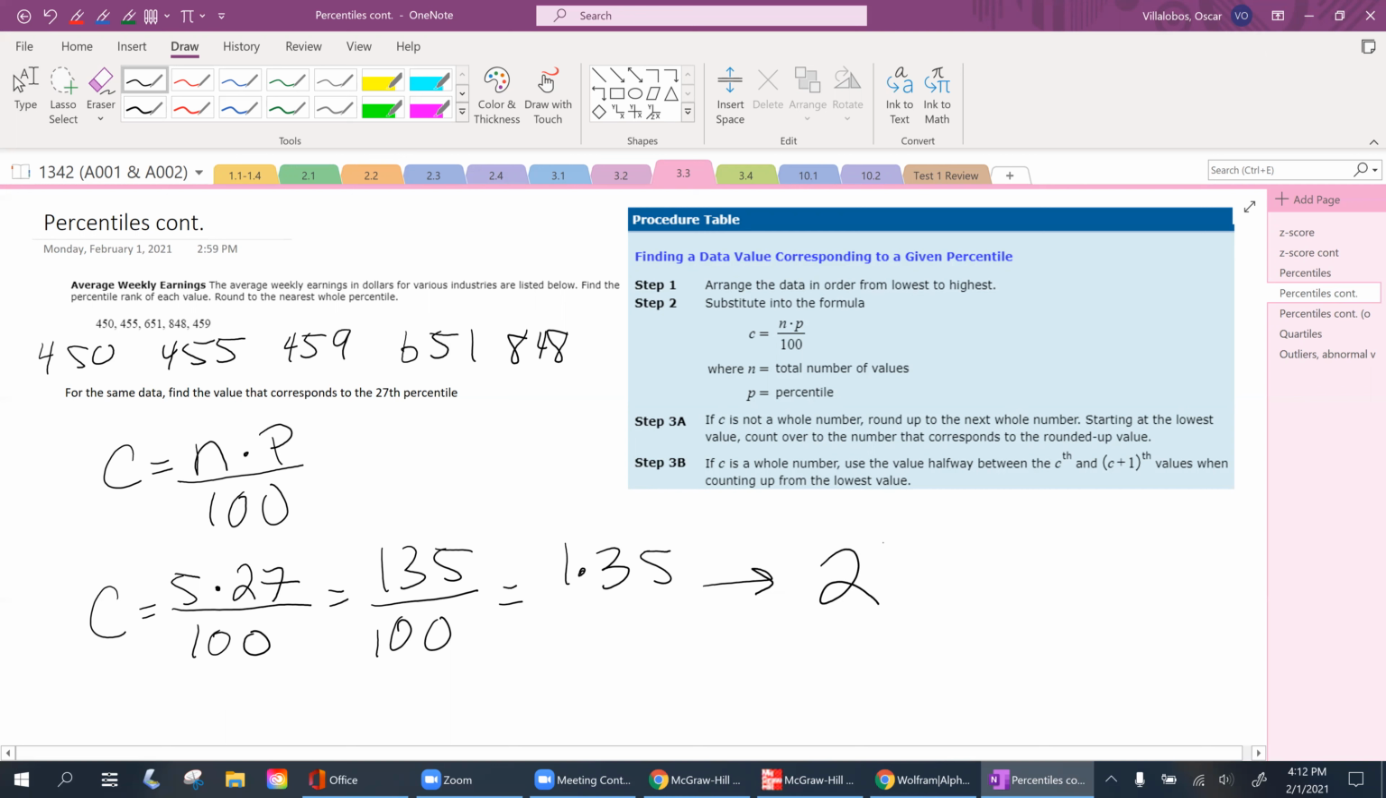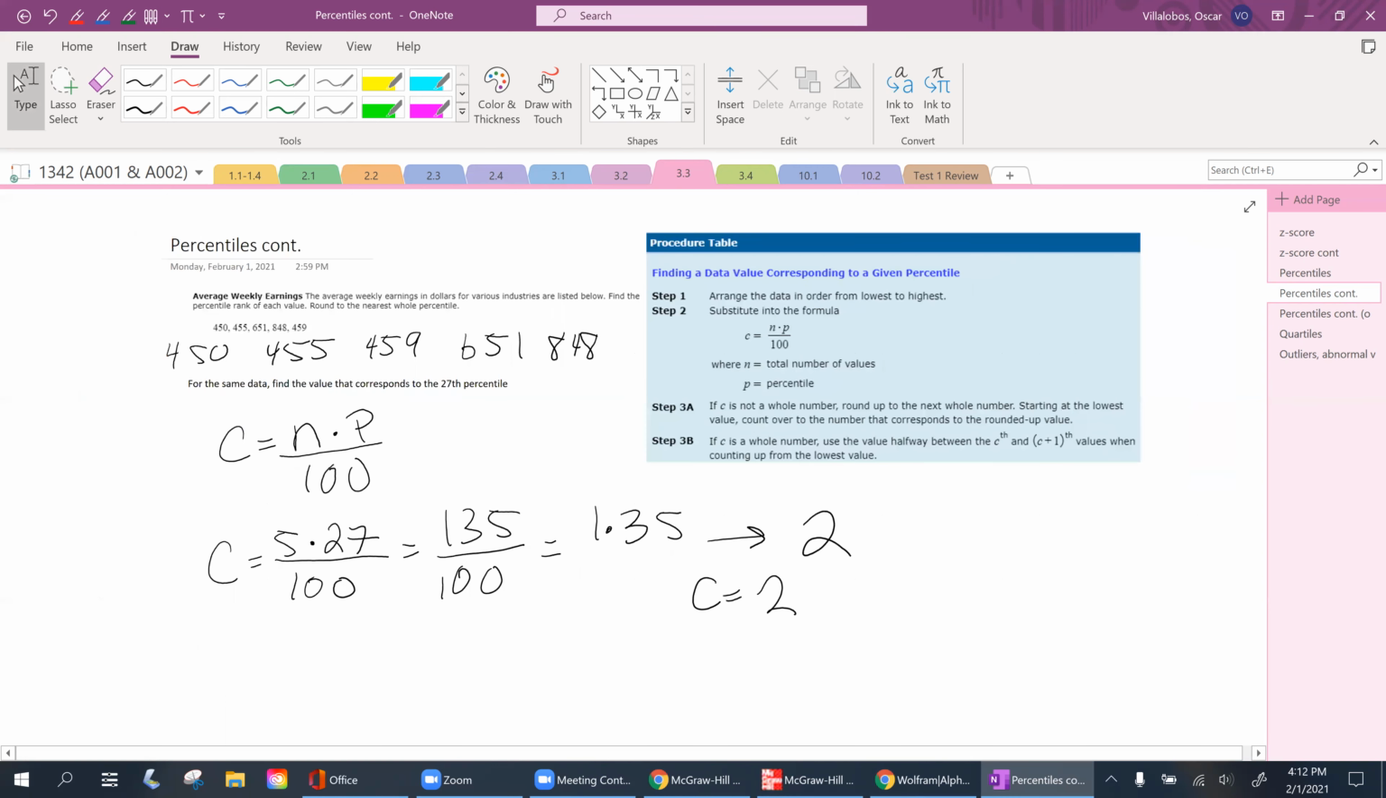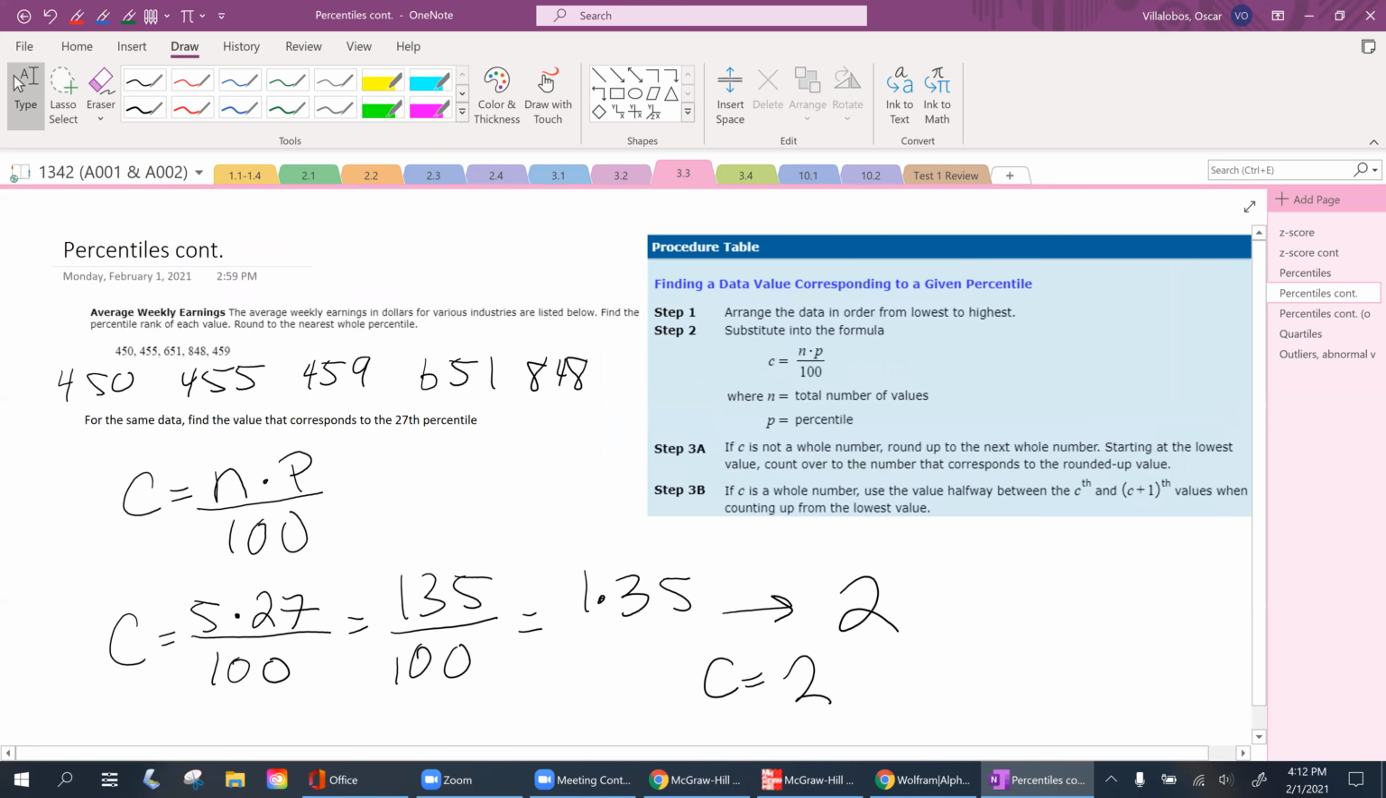So in other words, my index is 2. My C equals 2, meaning it's going to be my second value from ascending order. So it's not going to be 450, it's going to be 455. So the value that corresponds to the 27th percentile is 455.